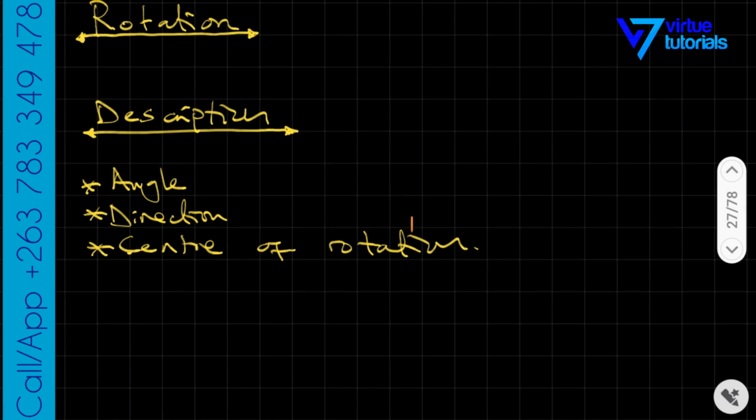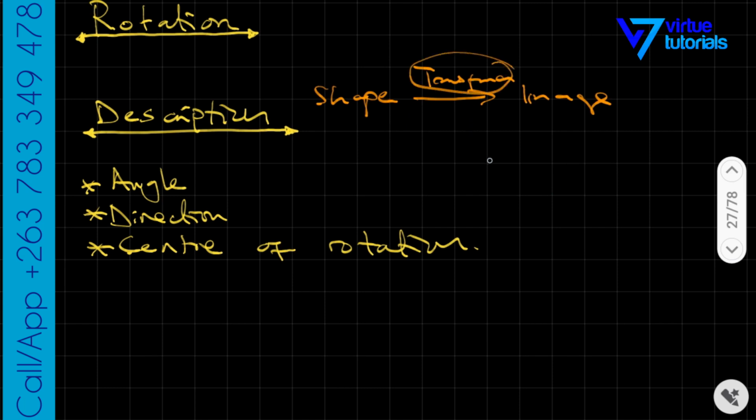Okay, the third type of transformation, that is rotation. We'll remind each other again that in transformations we have a shape, we have a transformation, and the transformation maps the shape onto an image. All right. So how do you describe a rotation, right?